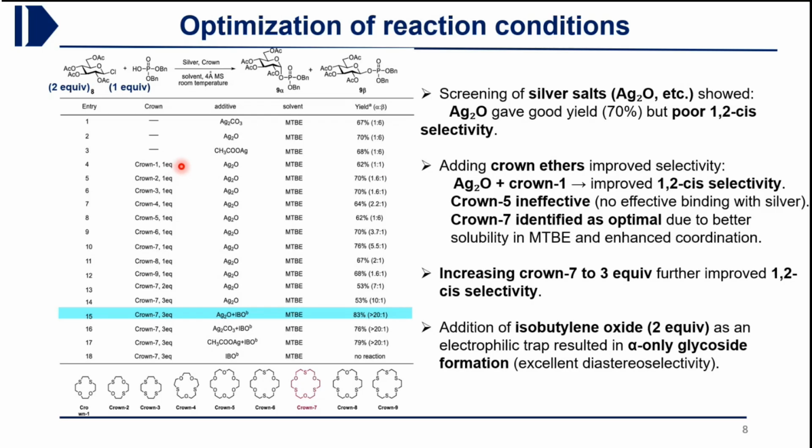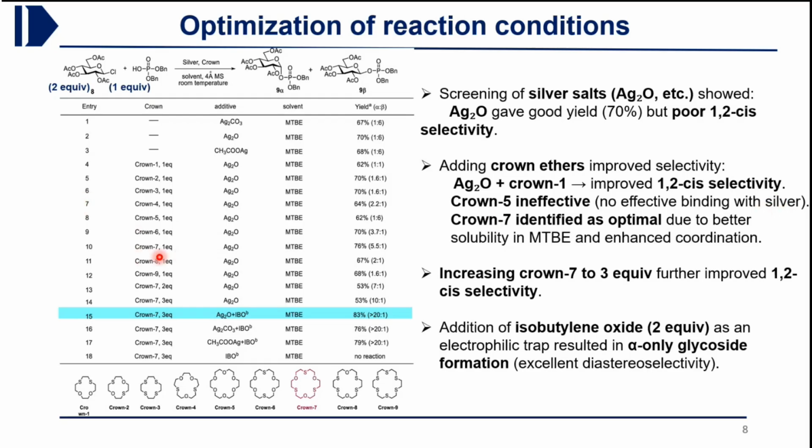So there is a possibility to modify the crown ethers and get more of the alpha compound. Here they got something. Then they tried crown 2, 3, 4, 5. In the case of 5, they again got the same result, 1 alpha to 6 beta. That is why crown 5 is ineffective, because there is no effective binding with the silver.